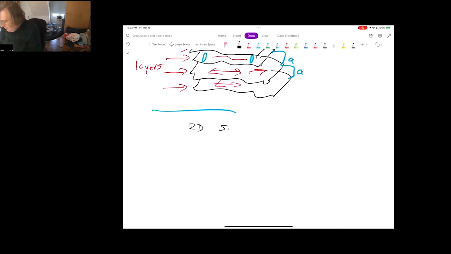But here's the thing: I want to study a slightly different system. I want to study a thing called a smectic. And smectics are different kinds of liquid crystals. A smectic is a system where you have layers.